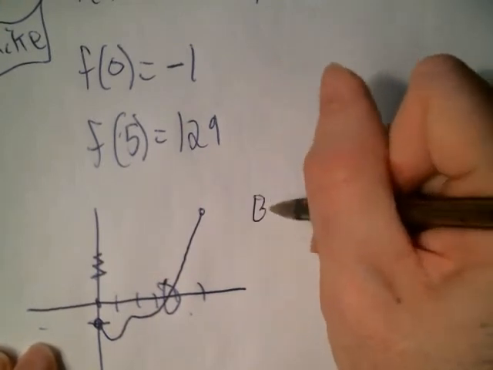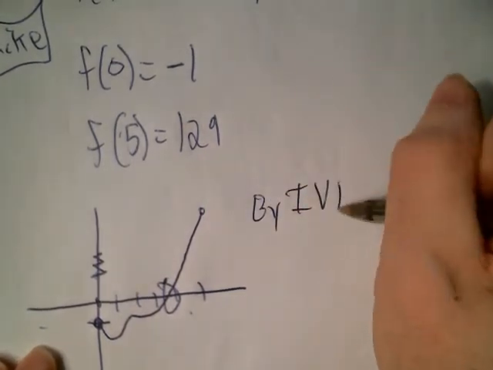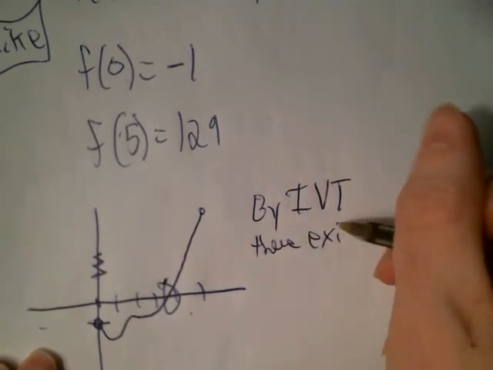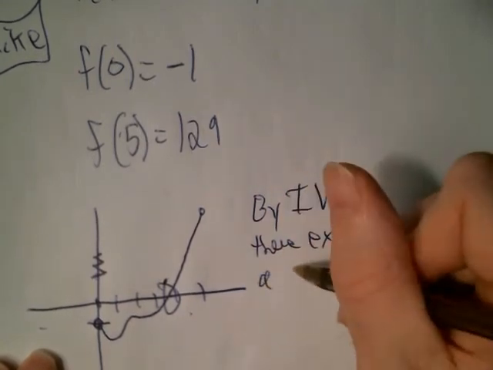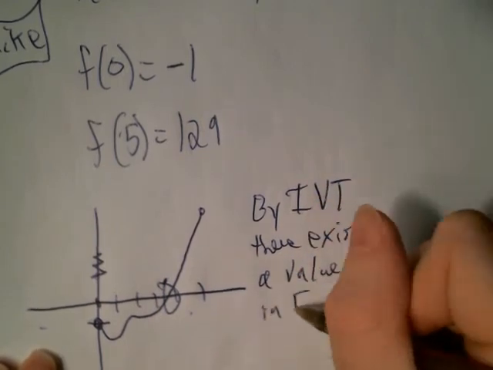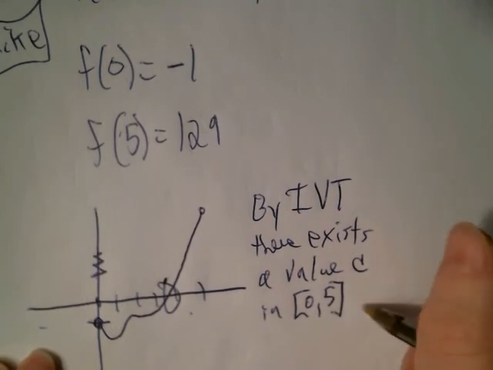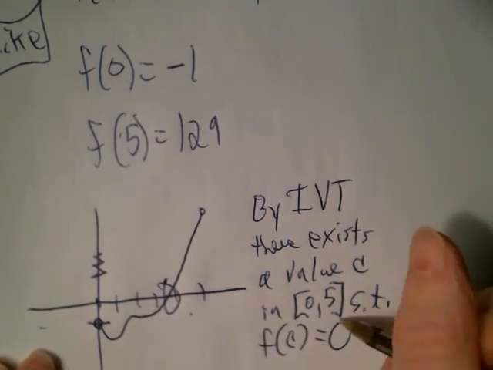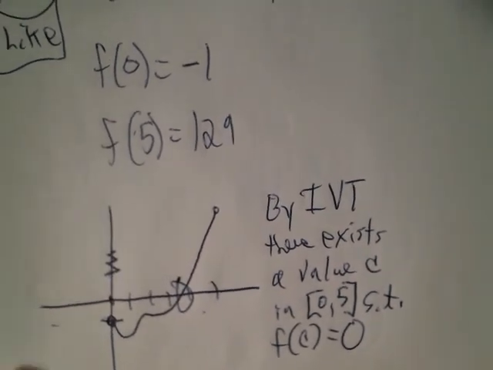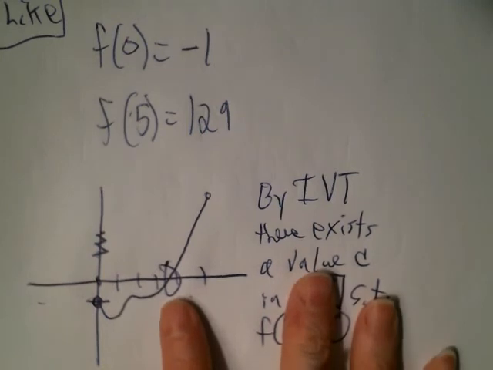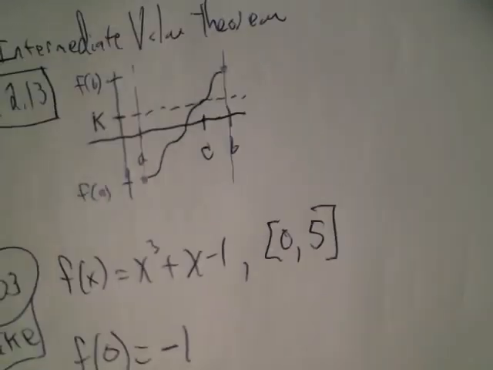Okay, so by the intermediate value theorem, there exists a value c in the interval from 0 to 5 such that f of c is equal to 0. Okay? So it's just an existence theorem. It doesn't actually tell us how to find that thing. But, you know, there it is.